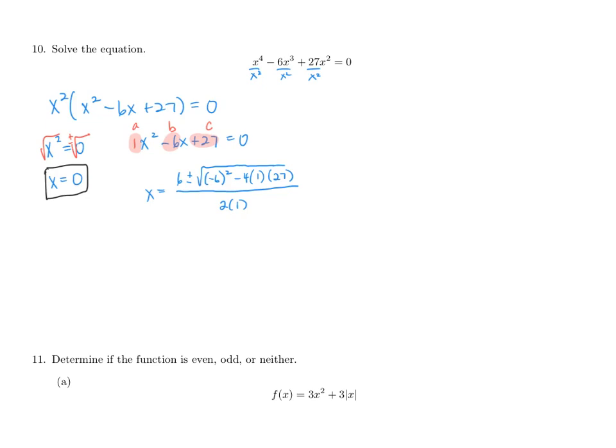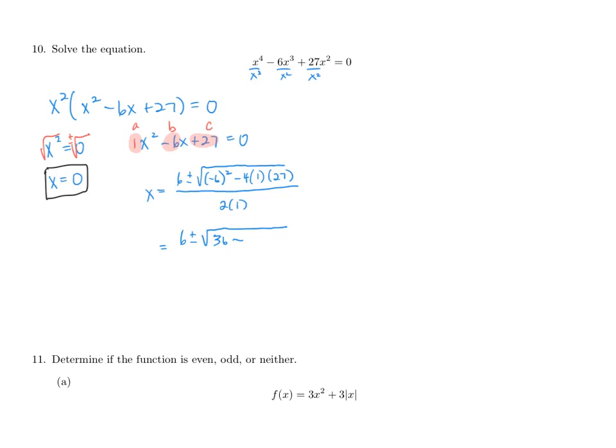Now all I need to do is simplify this. And so if I do that, I will have 6 plus or minus the square root. Negative 6 squared is 36. There's only one negative, so it's going to stay negative. And then 4 times 27.